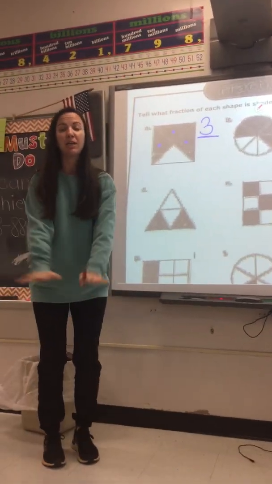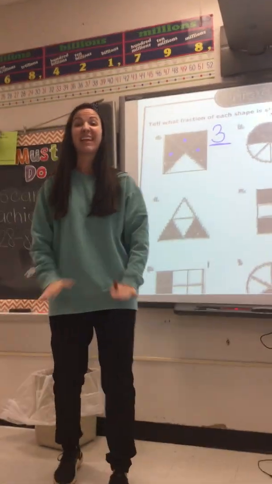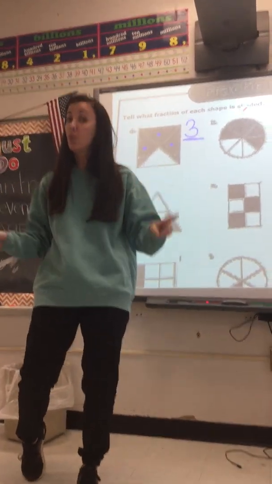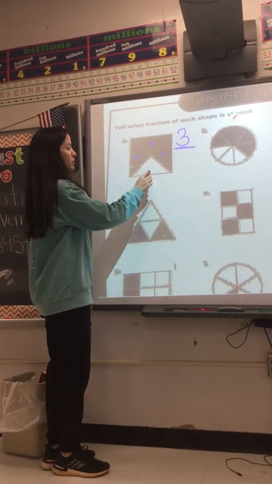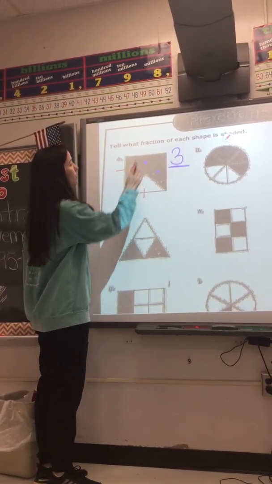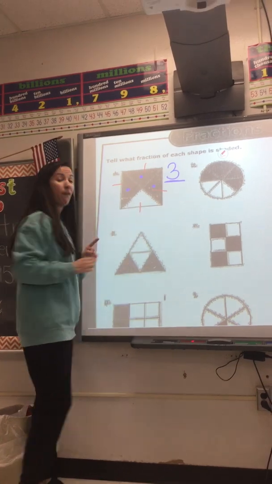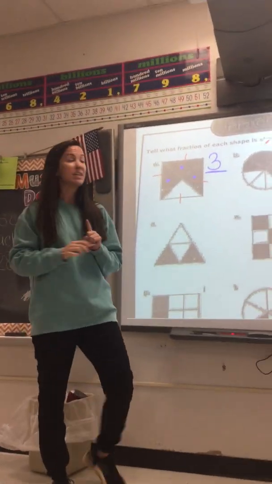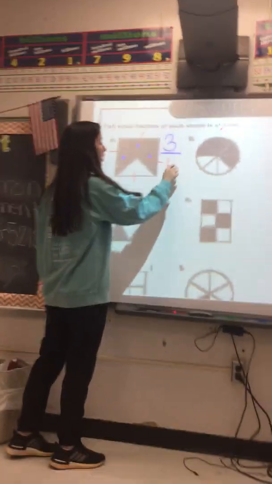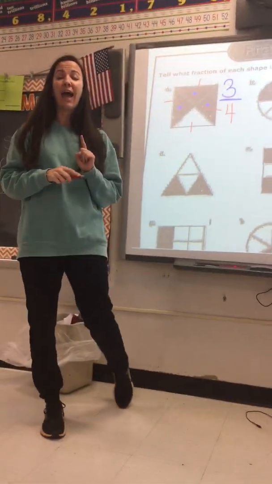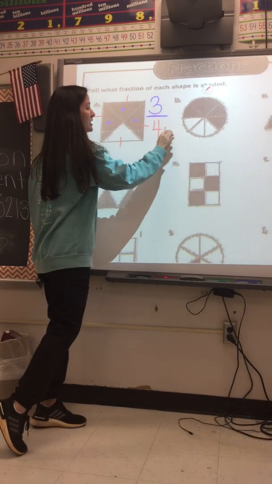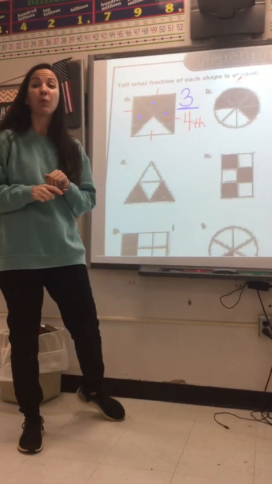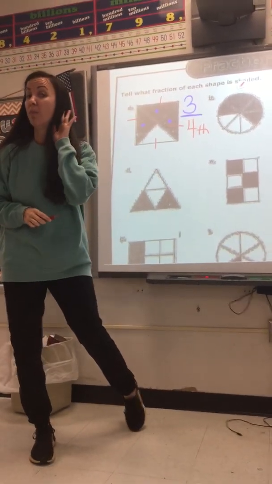All right, now remember, let's go ahead and change colors real quick. The bottom number tells me all the pieces. I have to count all the pieces, even the ones that are shaded. Remember, we like to do those little tally marks on them. So 1, 2, 3, 4. There are 4 pieces in this picture. So let's go ahead and do a 4 on the bottom. So that fraction would be 3/4. Make sure we're going to practice saying that TH there. 3/4. What is it?